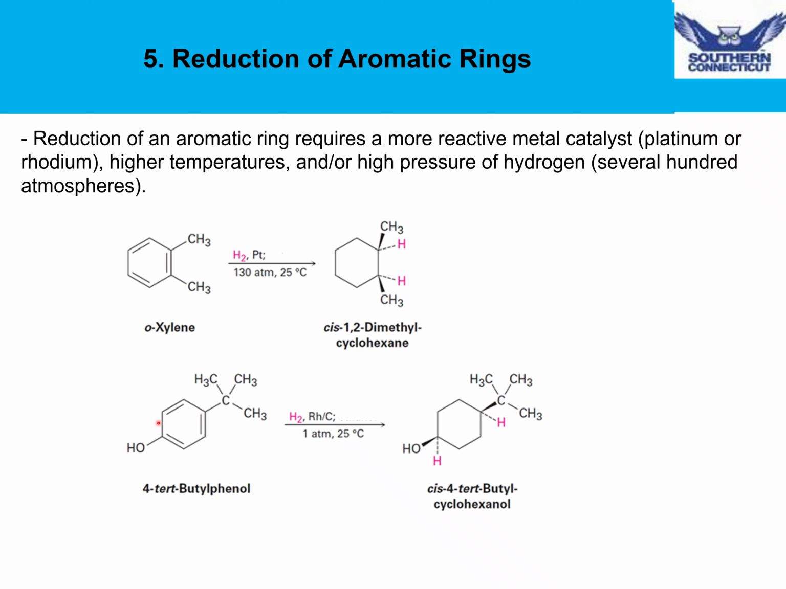The next example involves using rhodium, which is a more reactive metal. We can do this with 1 atmosphere, which is basically the atmospheric pressure that we have at sea level, using room temperature to remove the double bonds in the aromatic ring and create this substituted cyclohexanol.